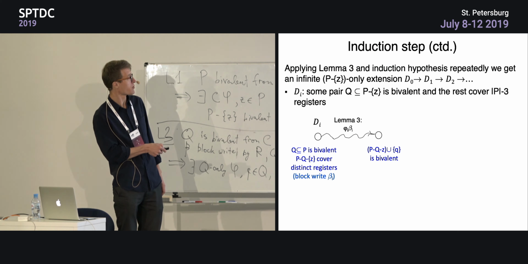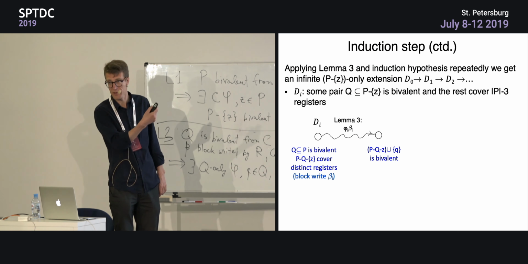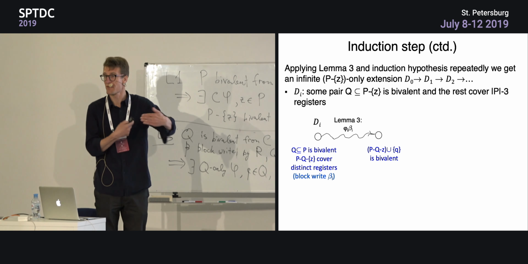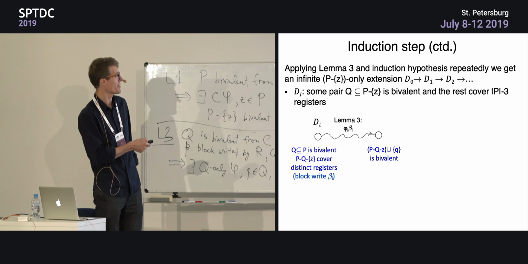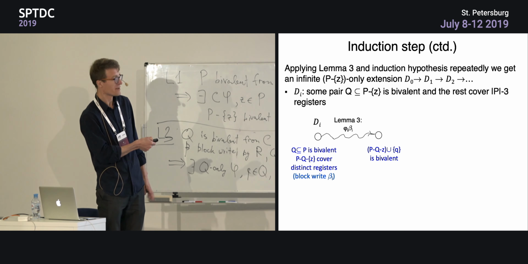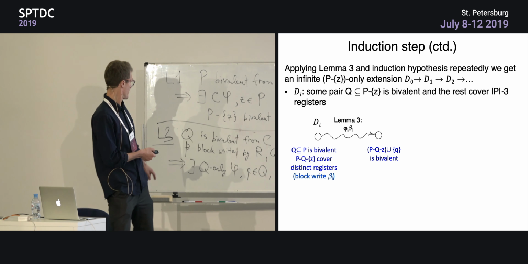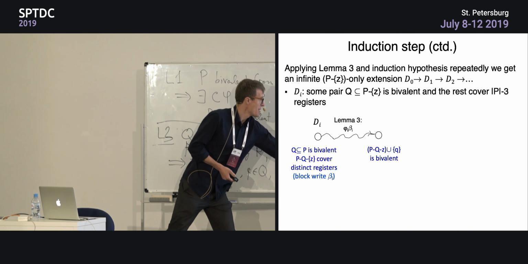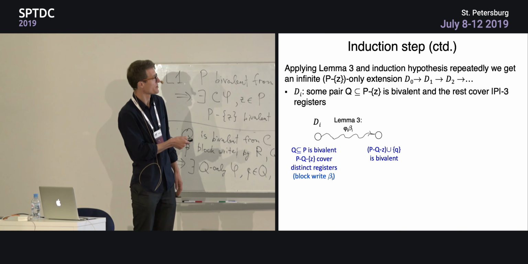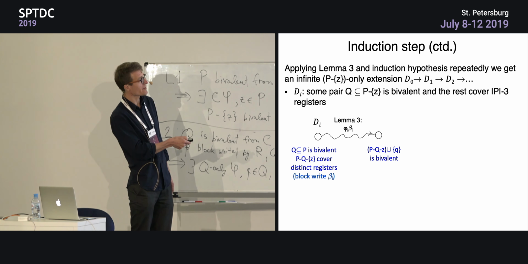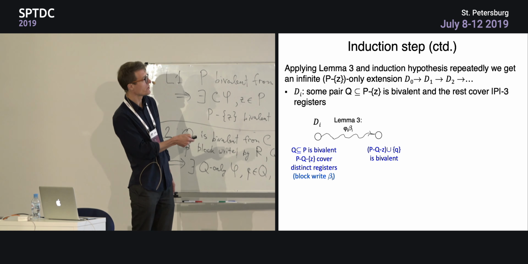So this is my block write beta i. Now I actually do the induction step. I already have the initial state. Now I go by induction from D_i to D_{i+1}. I have this D_i already fixed. I use Lemma 3, which is phi i, and beta i, which is a block write by this set of processes P minus Q minus Z. What I get by Lemma 3 is that this union, for some Q in this set, is bivalent.